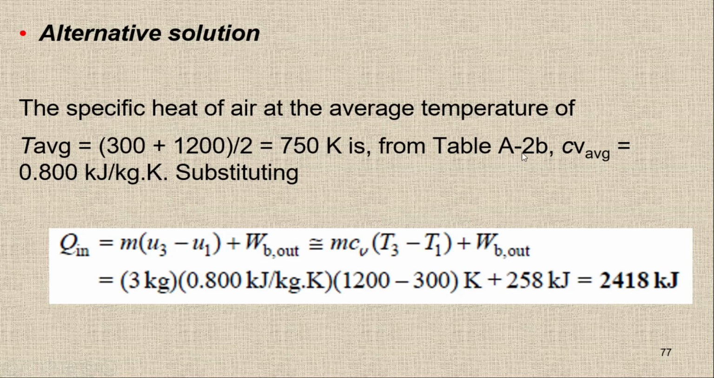From table A2b, the Cv average value is 0.8. So instead of checking the values of U1 and U3, I'm going to replace U by Cv T. So U3 will be Cv T3 and U1 will be Cv T1. Taking the Cv outside, it will be Cv times T3 minus T1. In this way, we have the equation m Cv T3 minus T1, plus boundary work, and you will get this one.